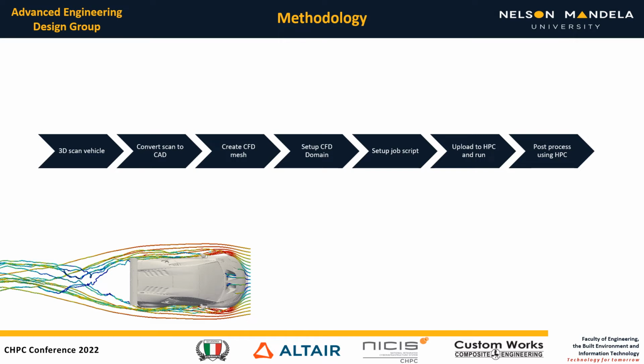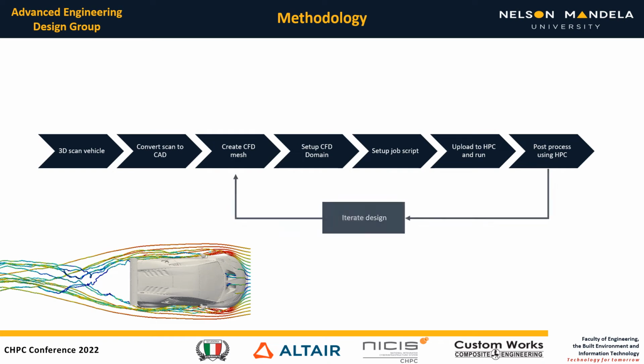After the results were extracted, the design changes were made and the process repeated until satisfactory results were achieved. The step shown in yellow is where HPC really came in and saved the day, as a full vehicle analysis took only 4 hours and 10 minutes, solving over 98 million cells.